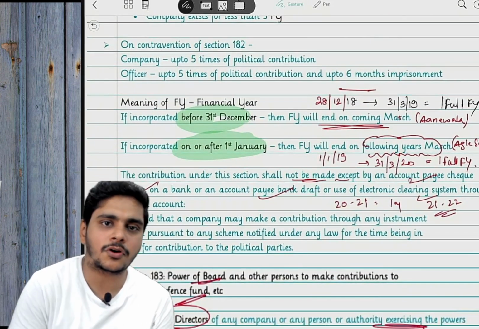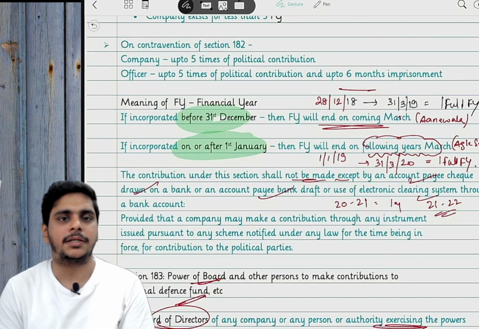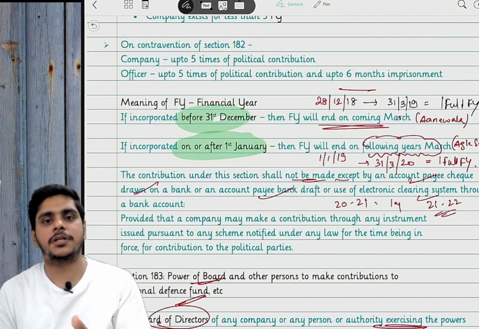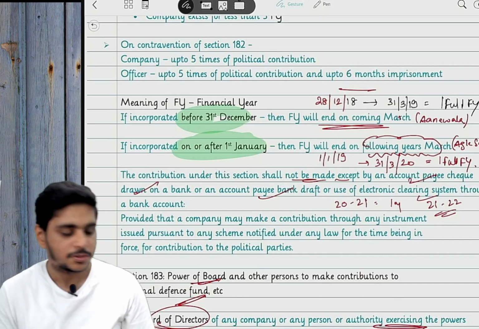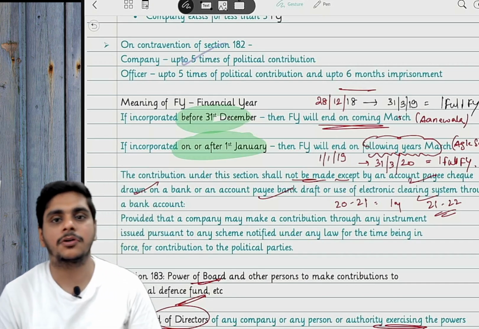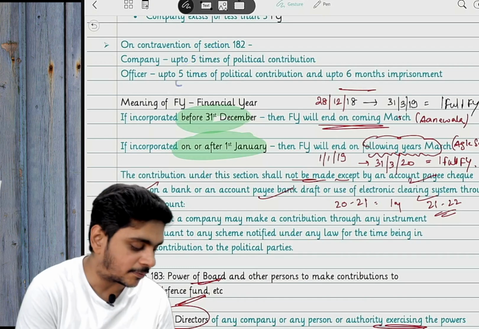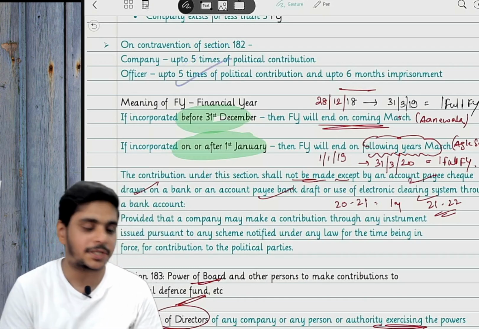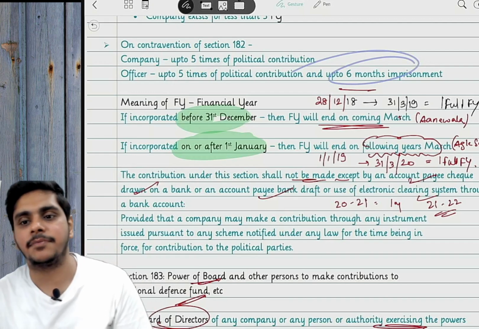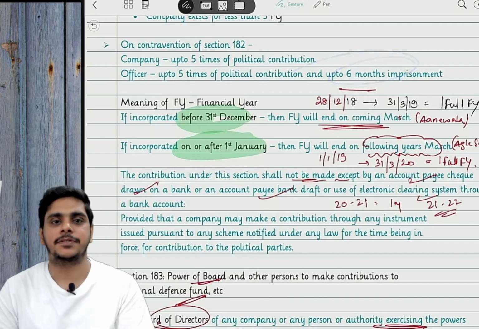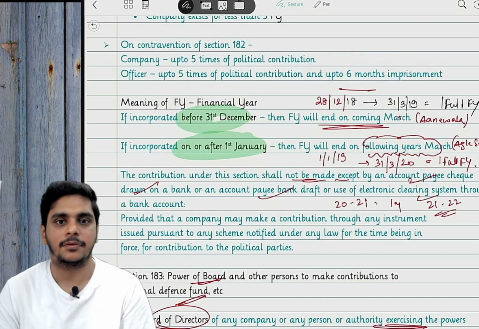Now if you have contravened, how much is the penalty? Here the amount is not fixed; they have given multiples. The company is liable up to 5 times the political contribution, and the officer has the same penalty, up to 5 times the amount of the political contribution, and up to 6 months of imprisonment.